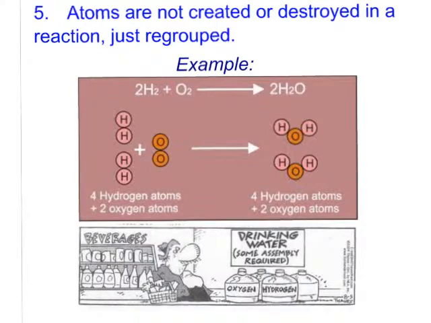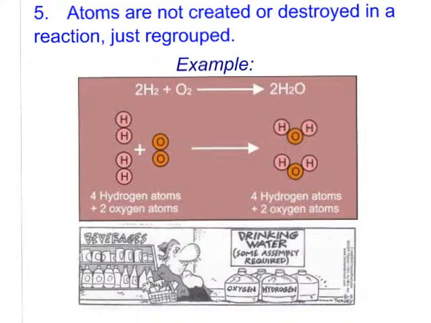The last main point in Dalton's atomic theory is very much just restating the conservation of matter. He said that atoms are not created or destroyed in a reaction. They're just regrouped. And we know that, we'll take an example here.